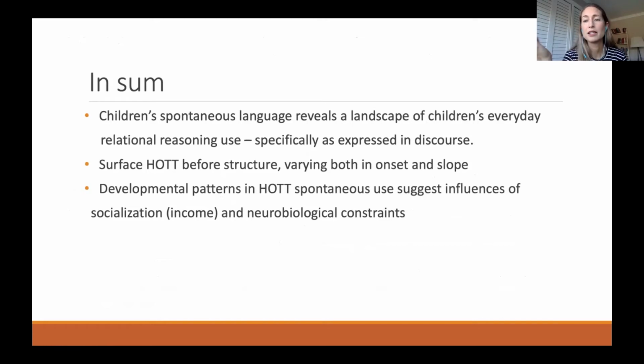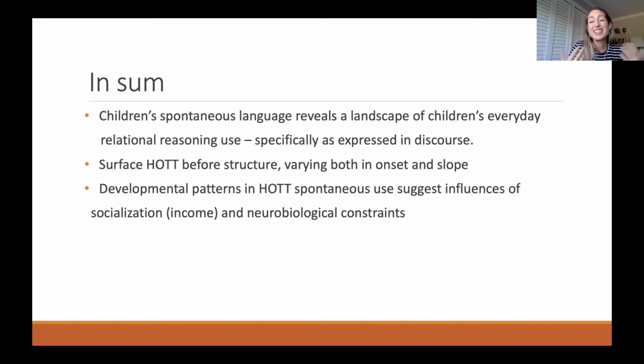All right, so basically what I'm trying to show here is that children's spontaneous language reveals a landscape of children's everyday relational reasoning use, right? So in discourse, we see this is something that kids are doing, this is part of their everyday childhood environment, and what they're doing matters, and what happens very early seems to predict what's going to happen later. But again, we do see this developmental trajectory. It doesn't suggest that we come in as fully formed reasoners. We see surface HOTT coming before structure, as we might predict.